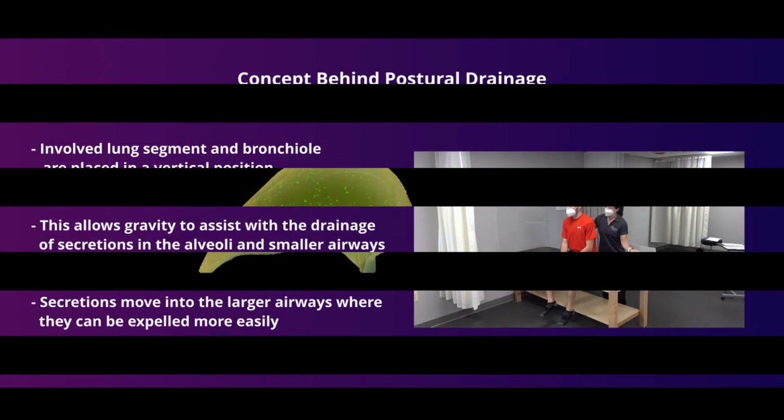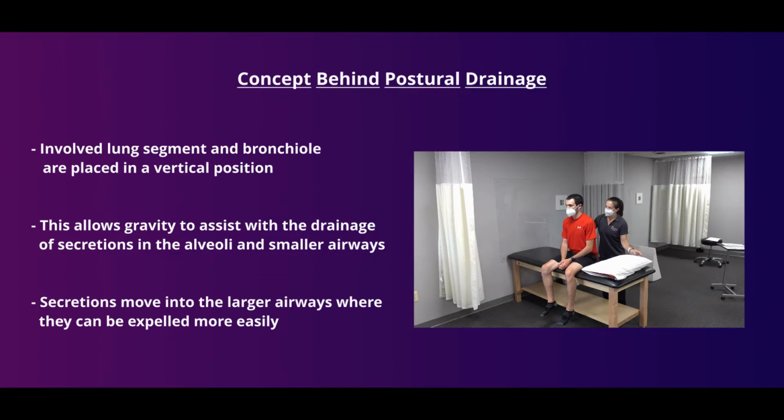In the case of some illnesses or some disease processes, excessive secretions or mucus can build up within our lungs. One of the tools we have to help remove those secretions is postural drainage. The idea is to place our patient in a particular position that allows the involved segment to be vertical. This allows gravity to assist our normal airway clearance mechanisms. There are different positions for each lung segment.